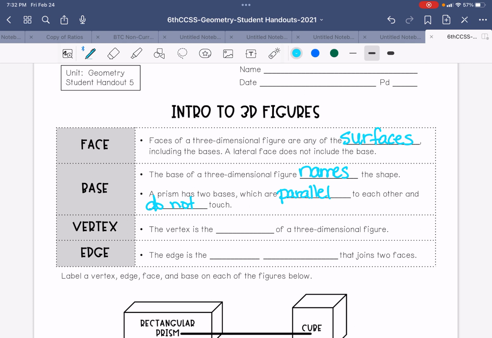The vertex is the corner of a three-dimensional shape or three-dimensional figure. The edge is the line segment that joins the two faces.